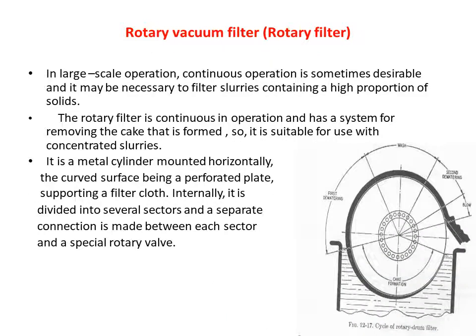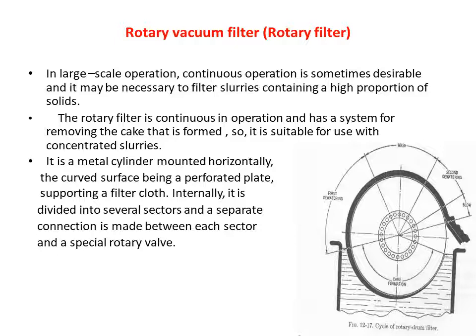Rotary vacuum filter, that is our rotary filter. In a large scale operation, continuous operation is sometimes desirable and it may be necessary to filter slurries containing a high proportion of solids. The rotary filter is continuous in operation and has a system of removing the cake that is formed, so it is suitable for use with concentrated slurries.